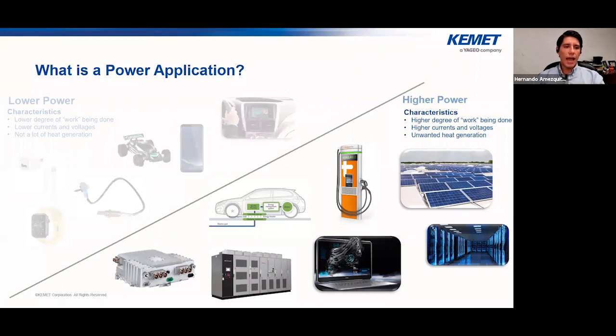So when we talk about high power, we talk about a high degree of work being done, definitely much higher currents and voltages, and this unwanted heat generation. Some examples of these power applications are shown here in the pictures: automotive applications, solar energy, electric vehicles, data centers. In these kinds of applications, you need to be as efficient as possible when running this.